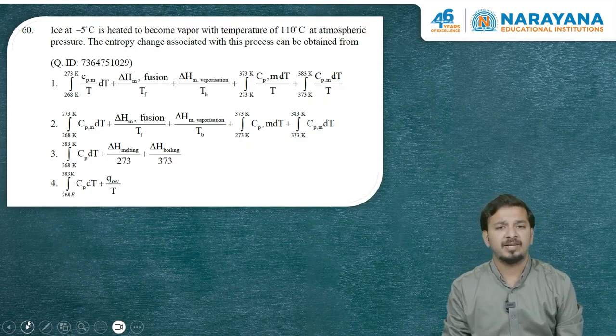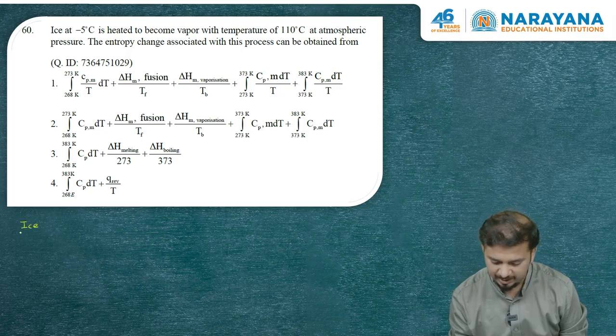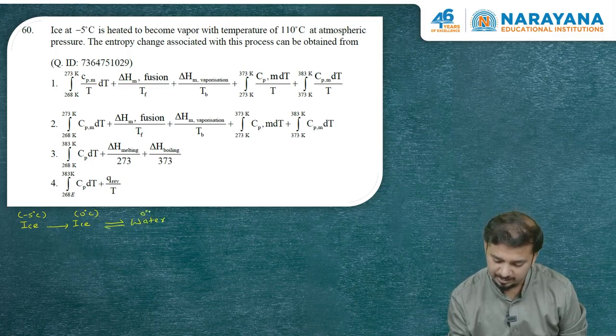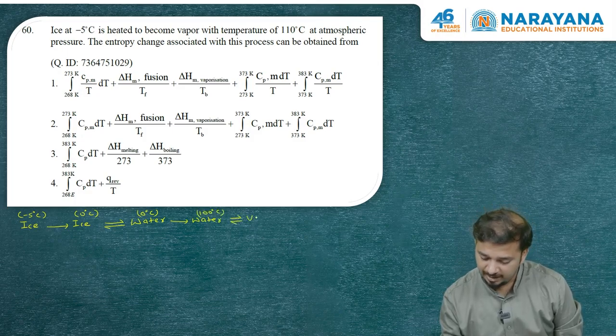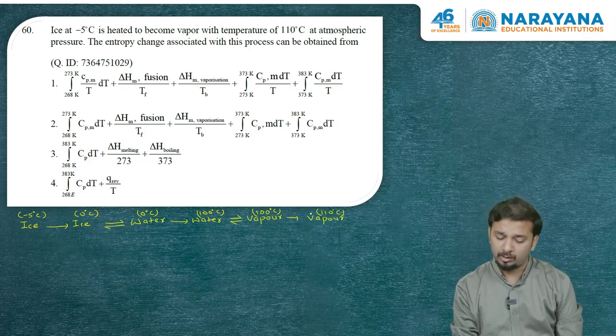Question is, ice at minus 5 degrees centigrade is heated to become vapor with temperature of 110 degrees centigrade at atmospheric pressure. The entropy change associated with this process can be obtained from. So we can write like this: ice is present at minus 5 degrees centigrade. So first we'll increase the temperature of ice and make it 0 degrees centigrade. Then ice and liquid water will be in equilibrium at 0 degrees centigrade. So there is change of phase. After that, we'll increase the temperature of water to 100 degrees centigrade. Then again equilibrium between water and vapor at 100 degrees centigrade, and then we'll increase the temperature of vapor to 110 degrees centigrade. So we have to check what is the total entropy change in this process.